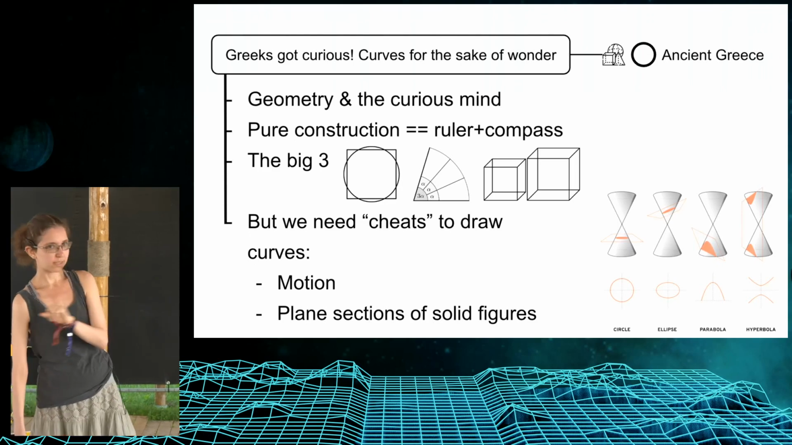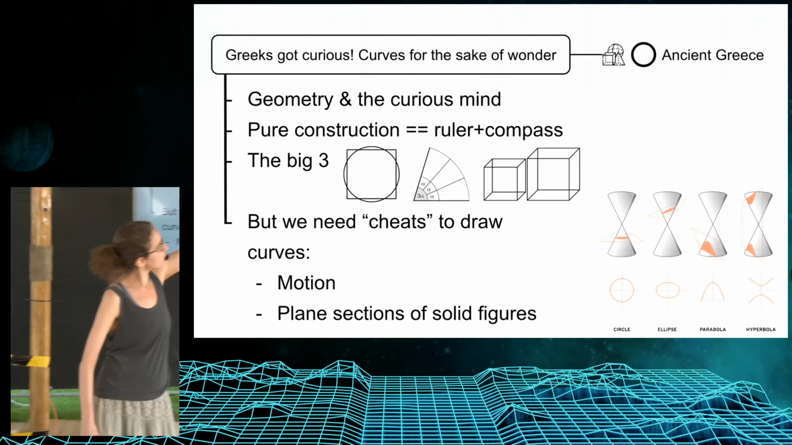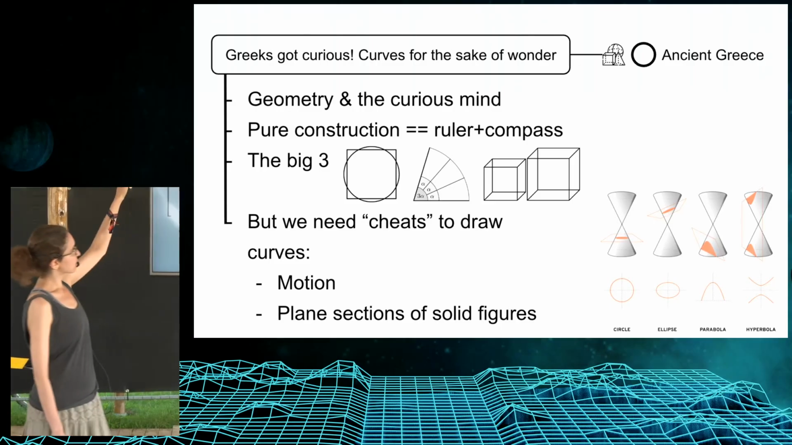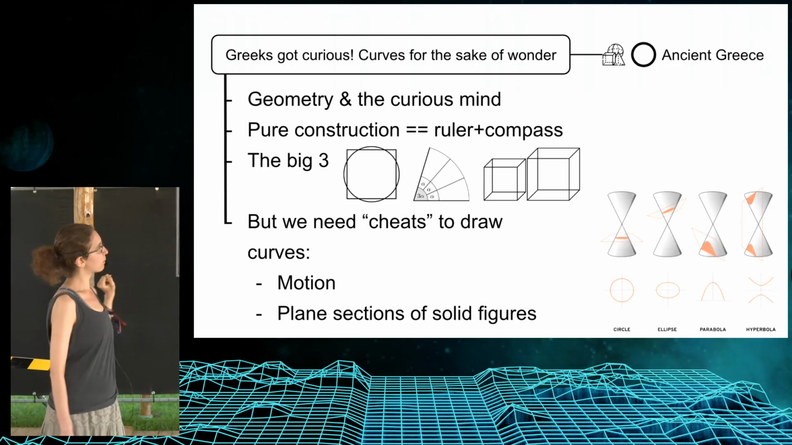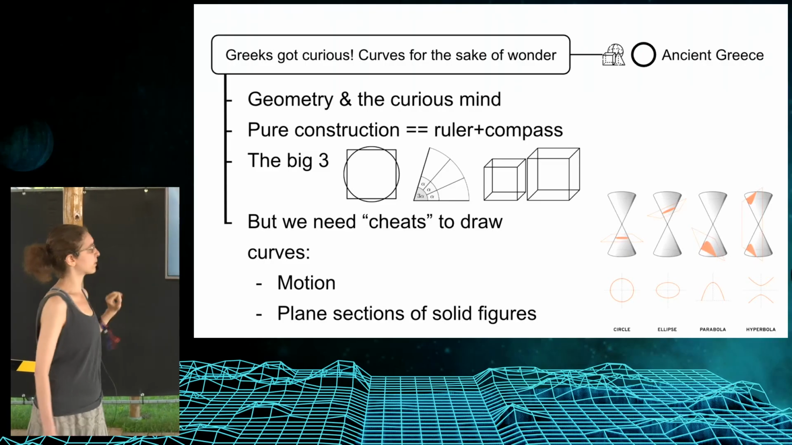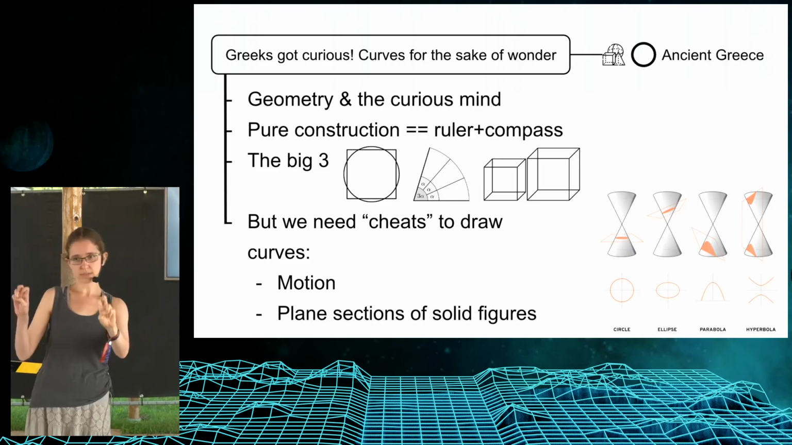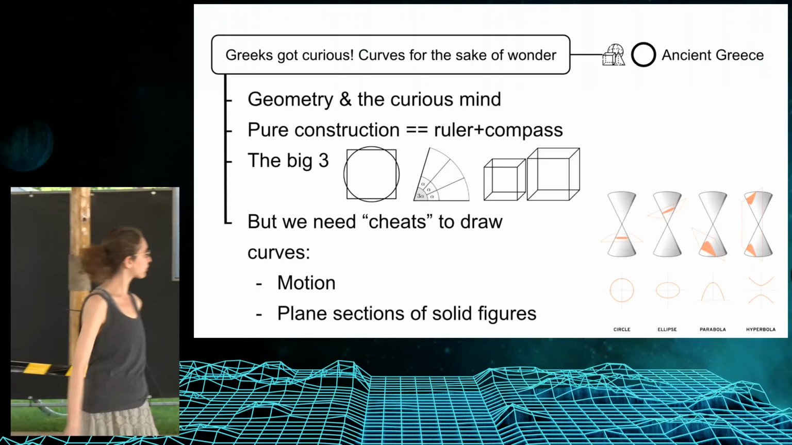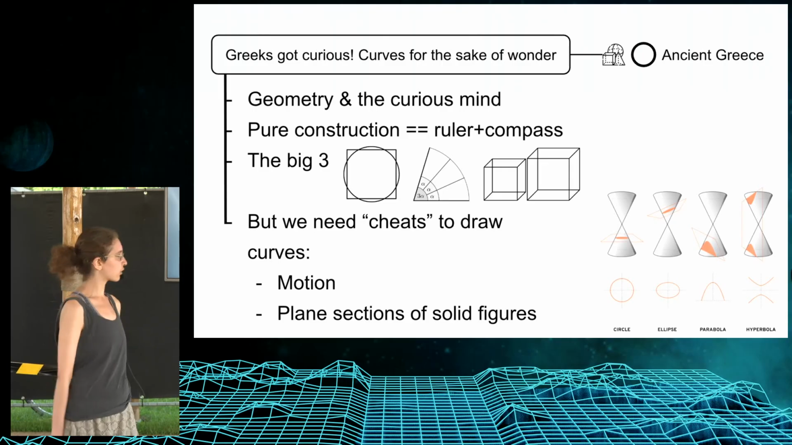What did we see in this first part of our timeline of ancient Greece? We discussed the pure construction of ruler and compass, the big three problems, and two cheats for curves. Again, simplifying stuff by a lot, but it's fine. Motion and plane sections of solid figures.